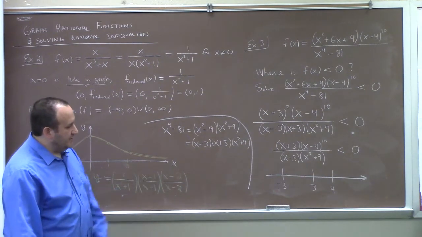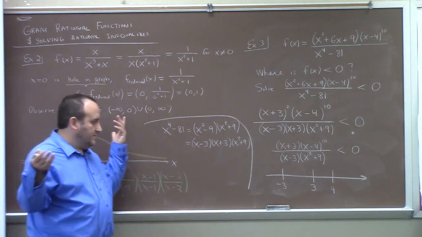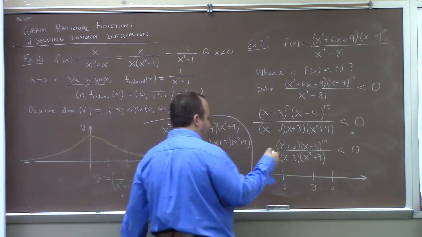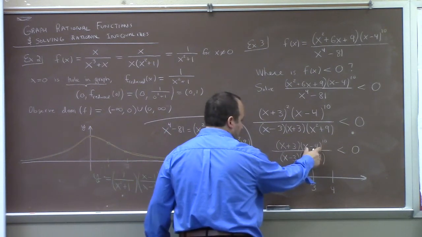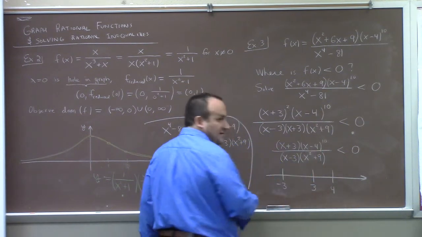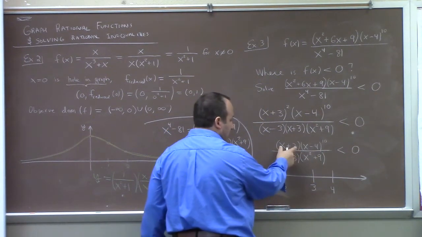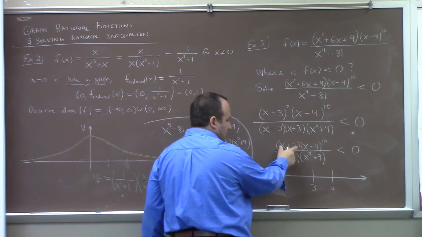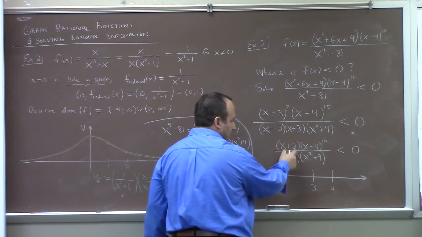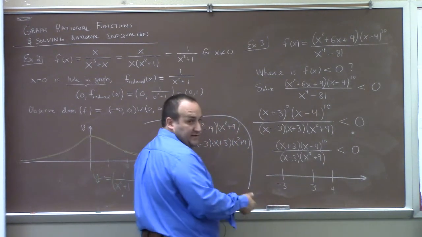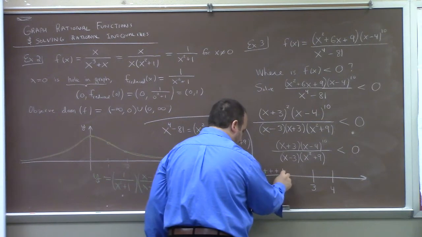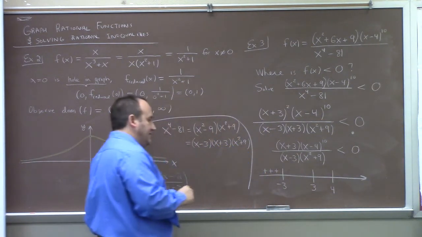Anyway, so then you guys got to plug in a point. Negative 4. Okay, I'll bite. If I plug in minus 4, this to the 10th power is something that's positive. I don't care what it is exactly. Minus 4 plus 3 is negative. Minus 4 minus 3 is negative. I got negative over negative. I get a plus. So to the left of minus 3, I get plus.